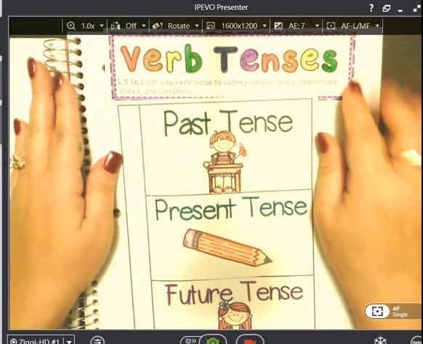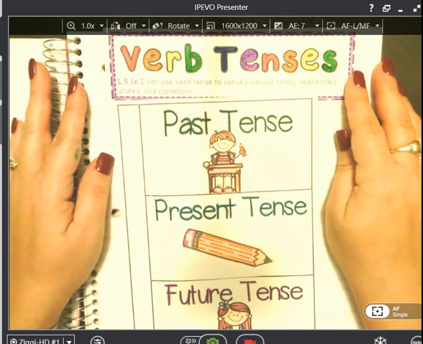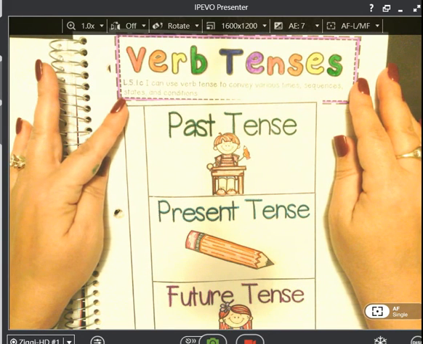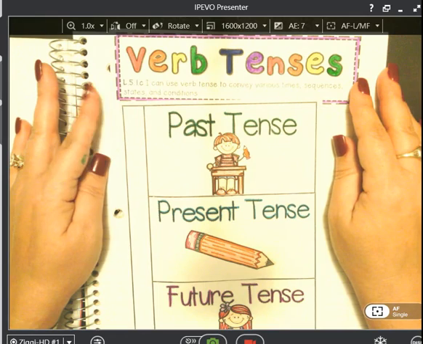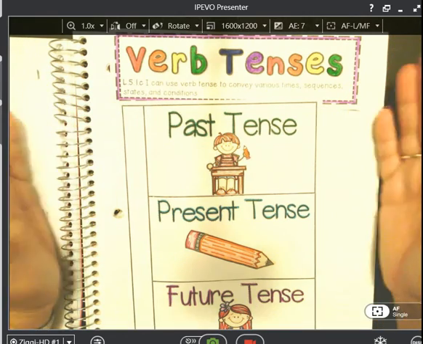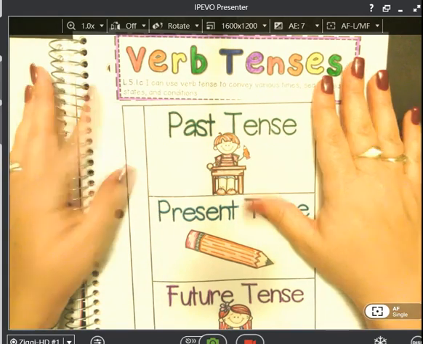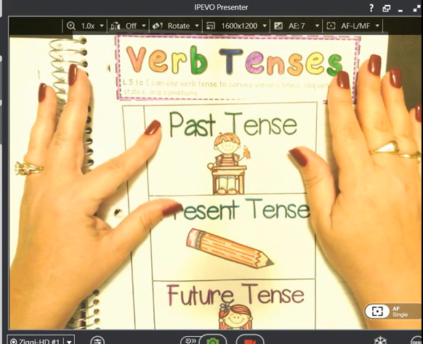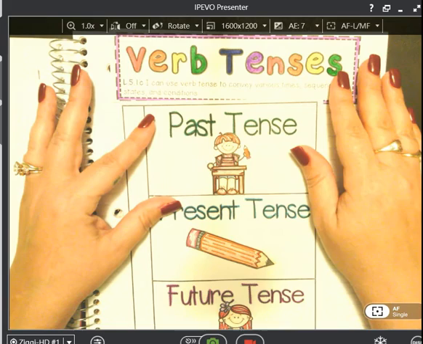I also want to tell you that at any time you can pause the video, you can rewind the video if you missed something that I said, or you need me to pause it so that you can write. That is all fine. You can do that at any time.